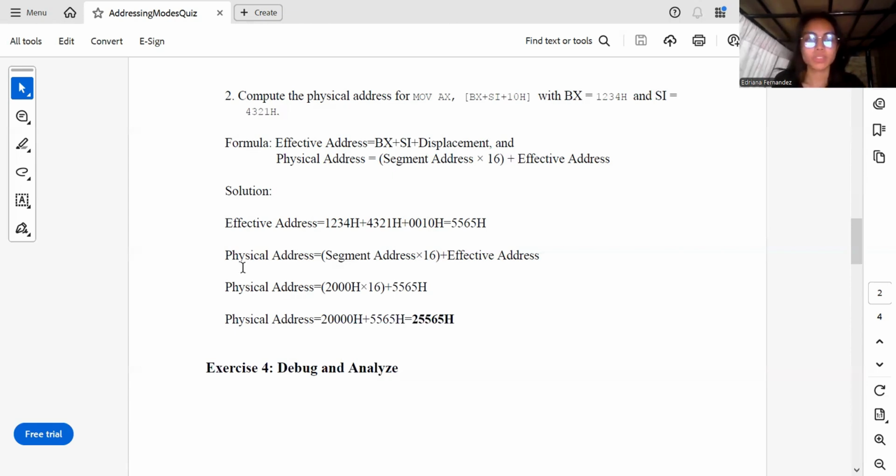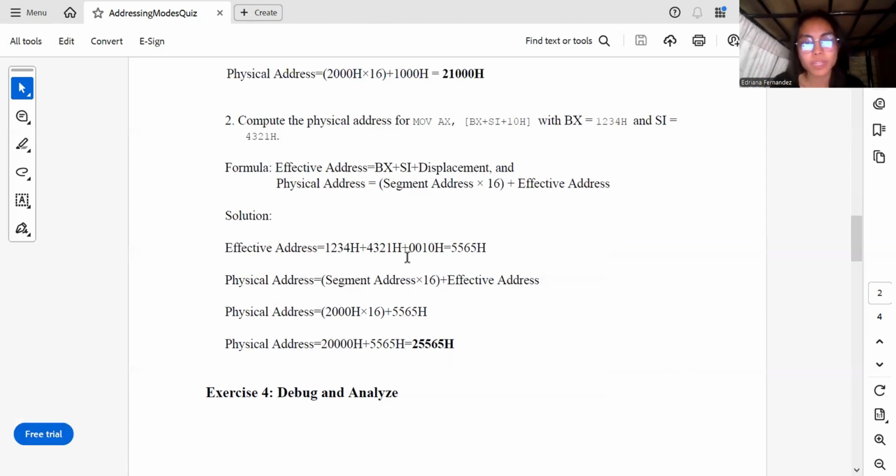So for our solution, first we need to find the effective address, which is equal to 1234H plus 4321H plus our displacement 0010H, which is equal to 5565H. After we are done finding the effective address, we can now move on to the physical address.